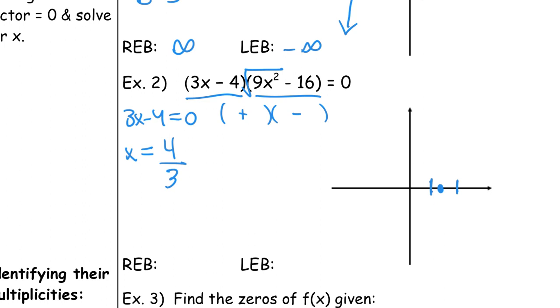So what is the square root of 9? Square root of x squared. So 3x and 3x goes in the front of both. Then we can take the square root of 16. That'll go on the back of both. So what's the square root of 16? 4 and 4. So those are our other two factors we're going to set equal to 0. So we have 3x plus 4 equals 0 and 3x minus 4 equals 0.